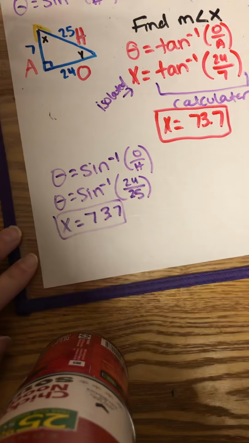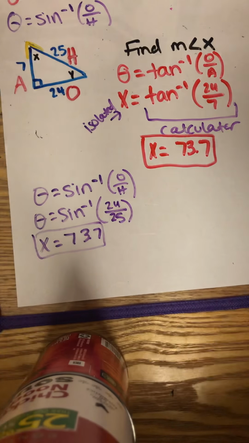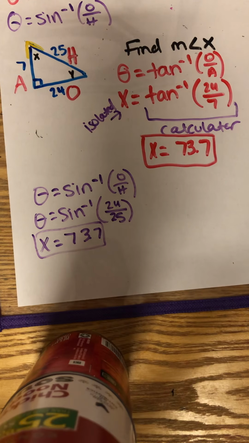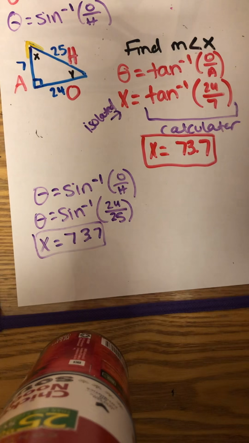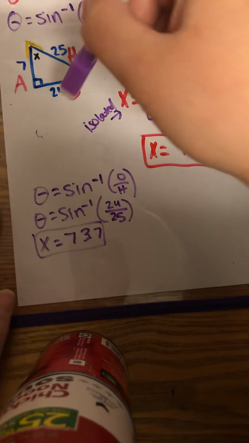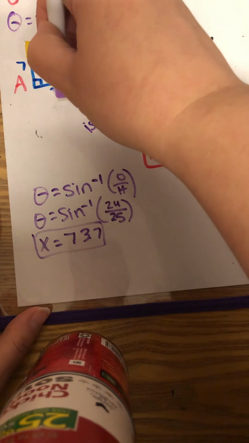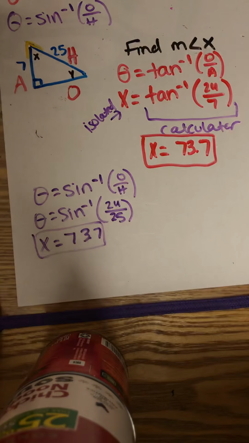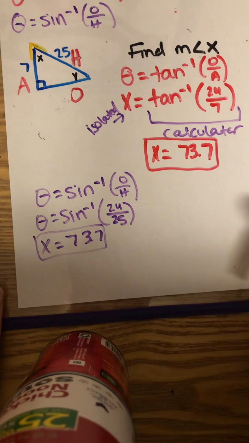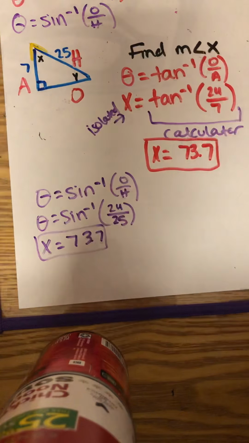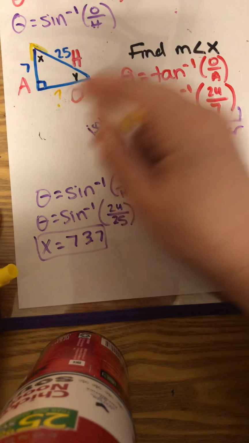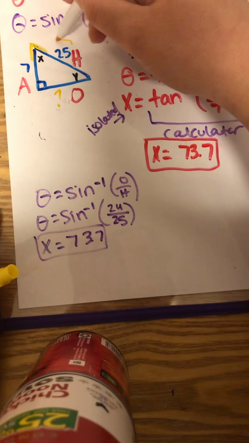So it doesn't matter which one you use, you're going to get the same thing. Sometimes they won't give you all the information, and you're going to have to figure out which one you could use. So for example, they could give you that. And in that case, you don't have an option. You don't know what your opposite is, so you can't use that side.